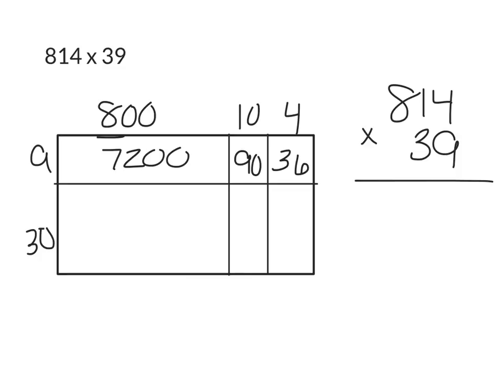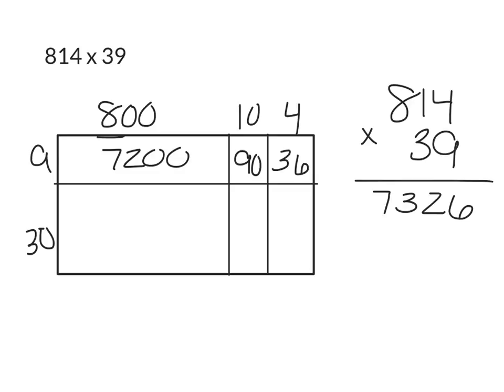So 90 plus 36 would be 126. And when I add 7,200 plus 126, that gives me 7,326. And so that's the first piece of my standard algorithm. That is my first partial product. I move on to the second part of my area model.